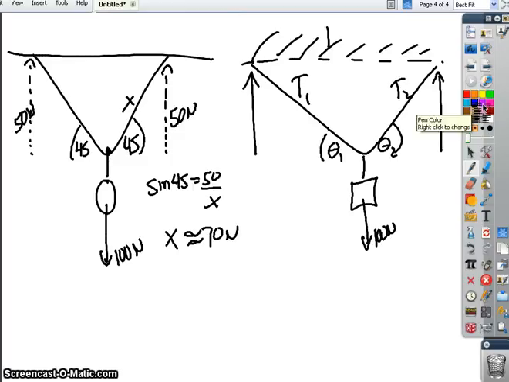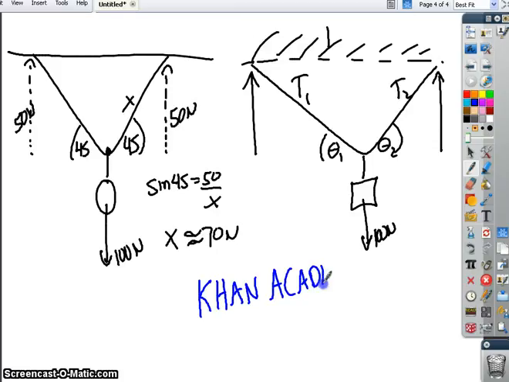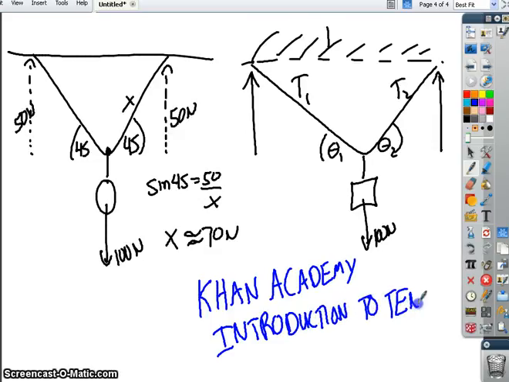I strongly suggest all of you go to Khan Academy and look up Introduction to Tension. He has Introduction to Tension, and then Introduction to Tension 2. This will go through a math-based approach to basically what I've just done up here and here, and one more. So if you're feeling a little weak in the math area, this is where you want to be. I gave you a conceptual look at it. Khan is a very good math base, so I suggest you go look at his videos.